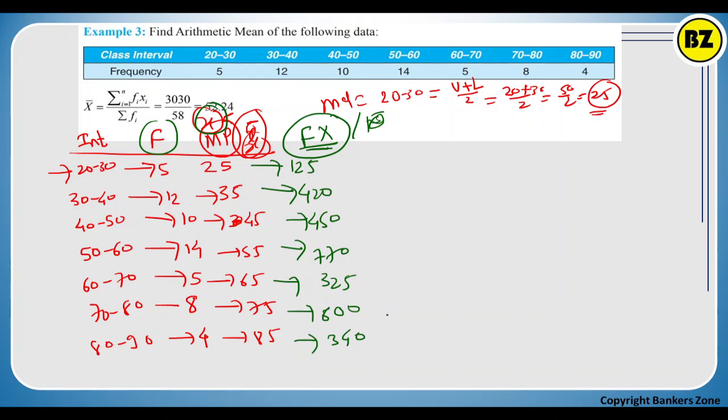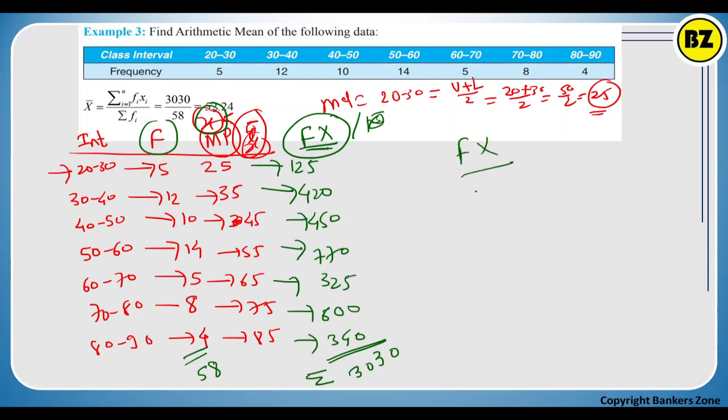Now next task is very simple. What we have formula, right? We calculate it. So you simply add it, do the summation, okay? How much you got here, you add it, okay? You will get here 3030, okay? You add this also, okay? You will get the summation of frequencies, okay? 58. Now we are having the formula, okay?